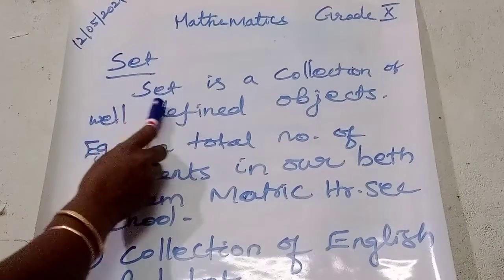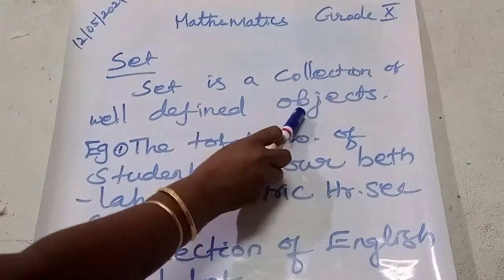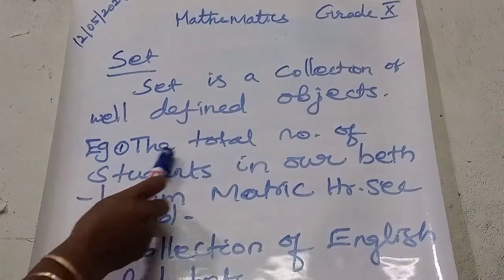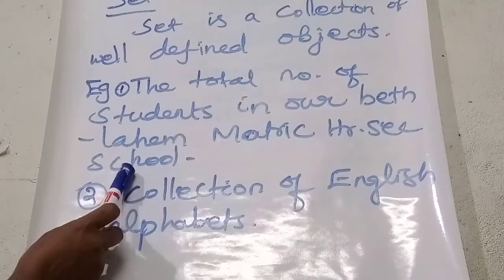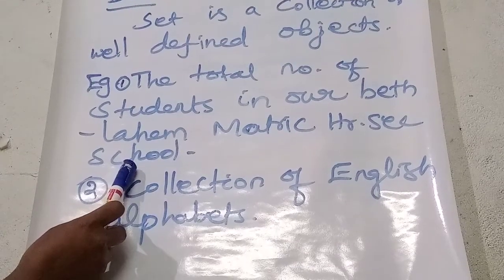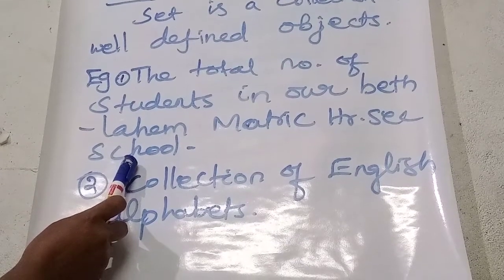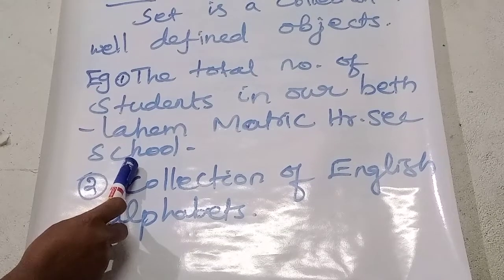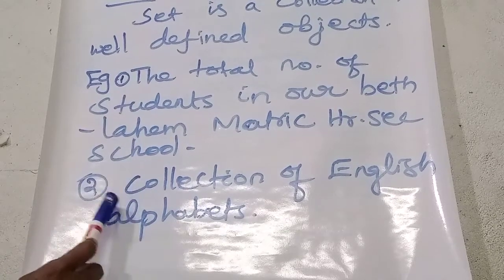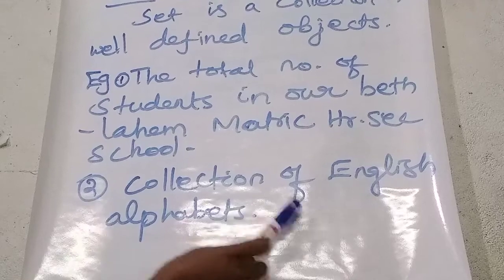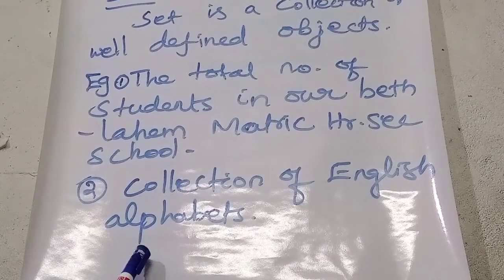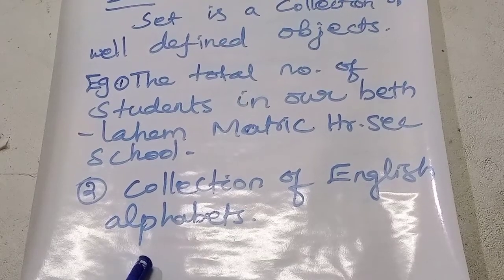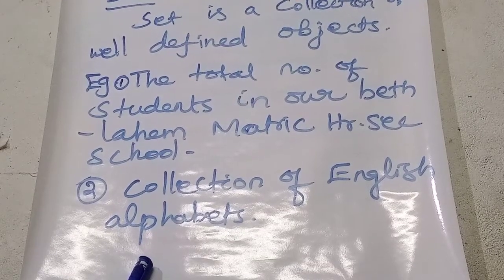Set is a collection of well-defined objects. Example, the total number of students in our Bethlahem Matric Higher Secondary School. It is a well-defined set. We can define how many students are in our school, so that is a set. Second example, collection of English alphabets. We know that there are 26 elements in the English alphabets. That also is a well-defined set.